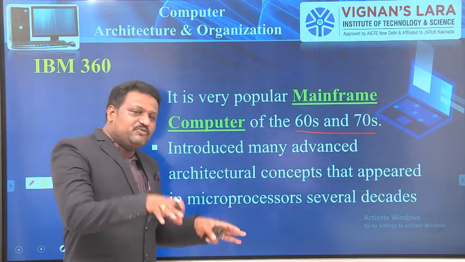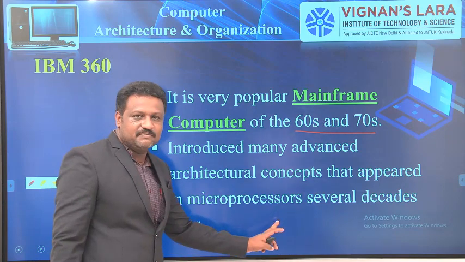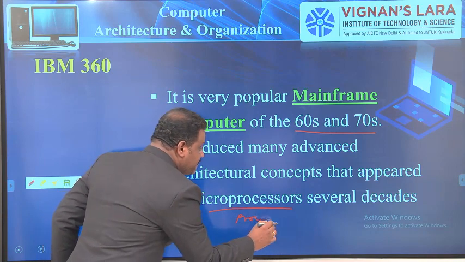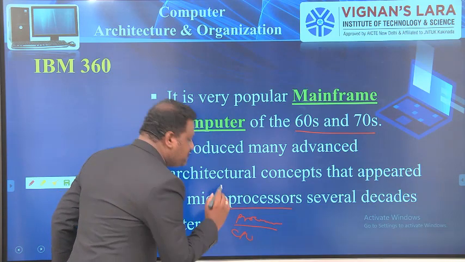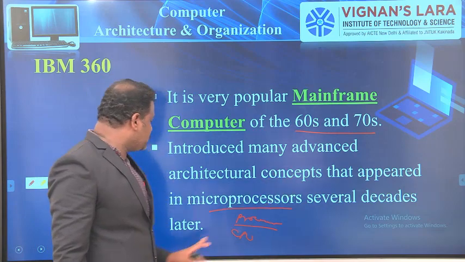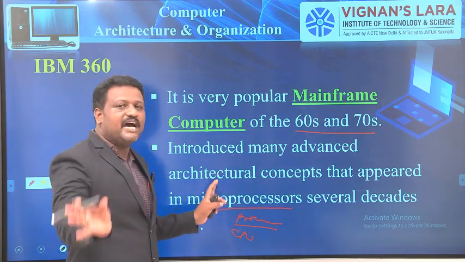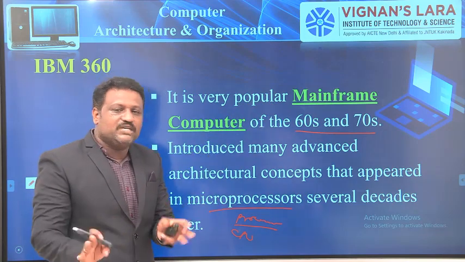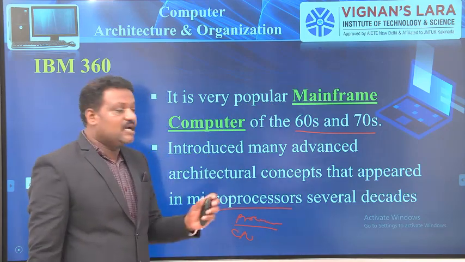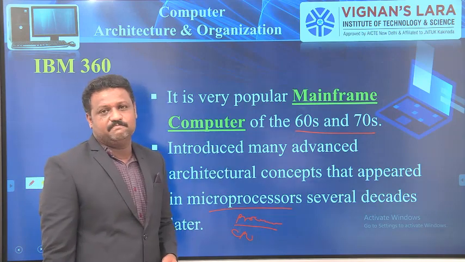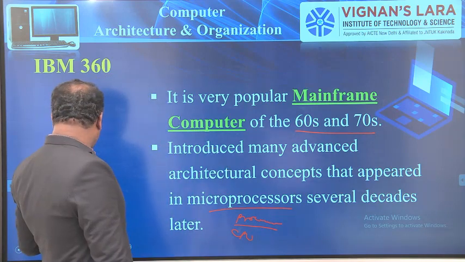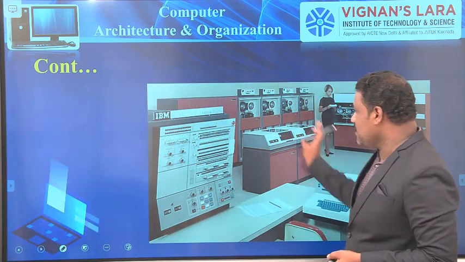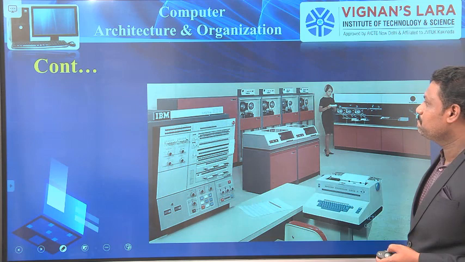Those concepts we use in microprocessors. Nowadays microprocessors we can call processors, or simply these processors are nothing but the CPU of a system. And several decades later, the architectural concepts we introduced in this mainframe computer, we are observing in microprocessors. Right, now I'll show you the picture. This is our IBM 360. This is a mainframe computer.